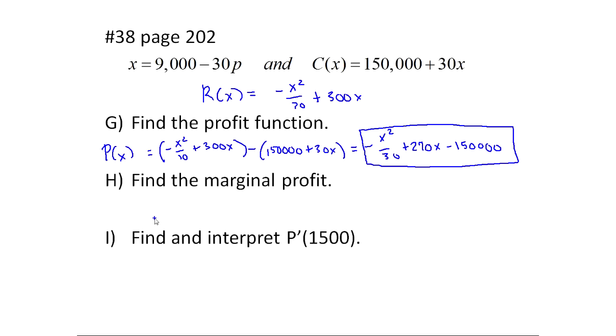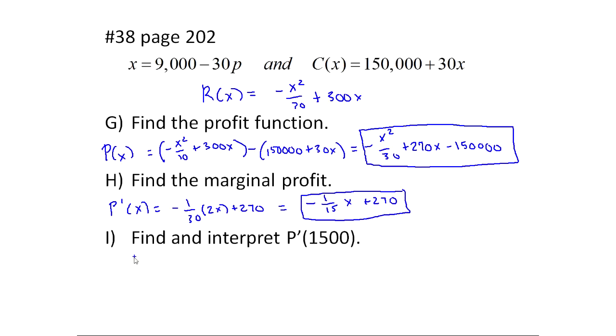Now the marginal profit is just the derivative of this function, so it's p prime of x. All right, so this will be minus 2x times 1 over 30, and then plus 270. I'm just taking the derivative as I go. And then 150,000 is a constant, so its derivative is 0. So I end up with minus 1 over 15 x plus 270. And so finally, we have to find p prime of 1500, and the more important part, right, interpret it. Well, p prime of 1500 is equal to minus 1 over 15 times 1500 plus 270. If you calculate this, this ends up being minus 100 plus 270, so you get 170.